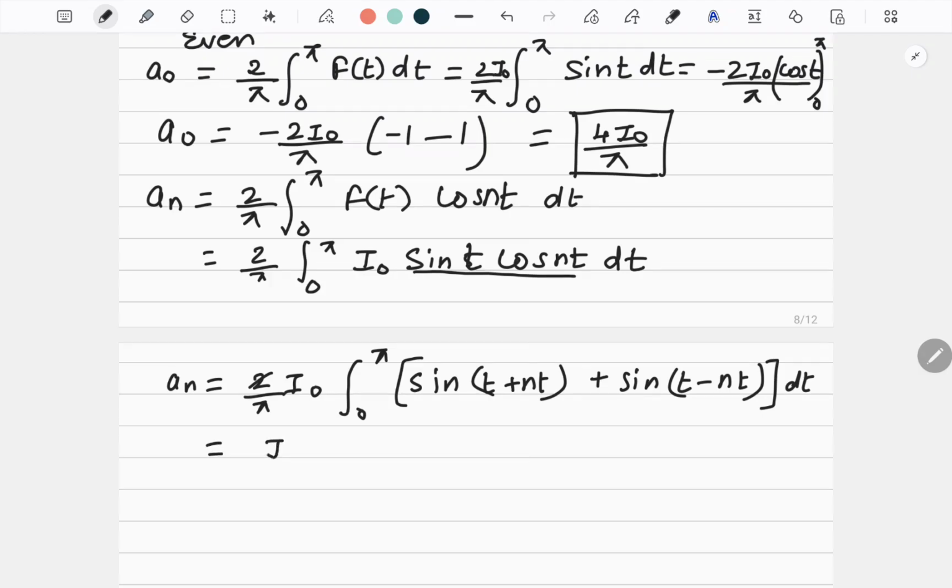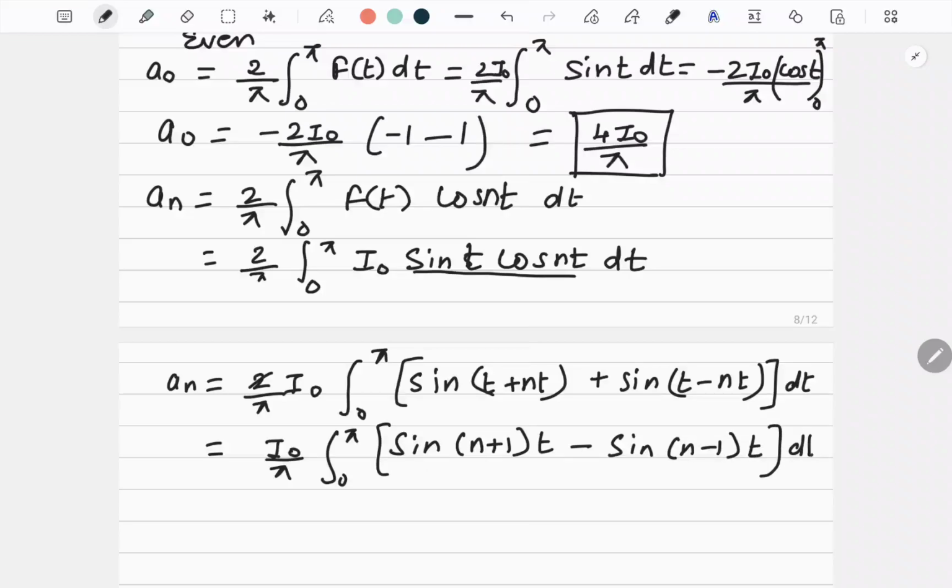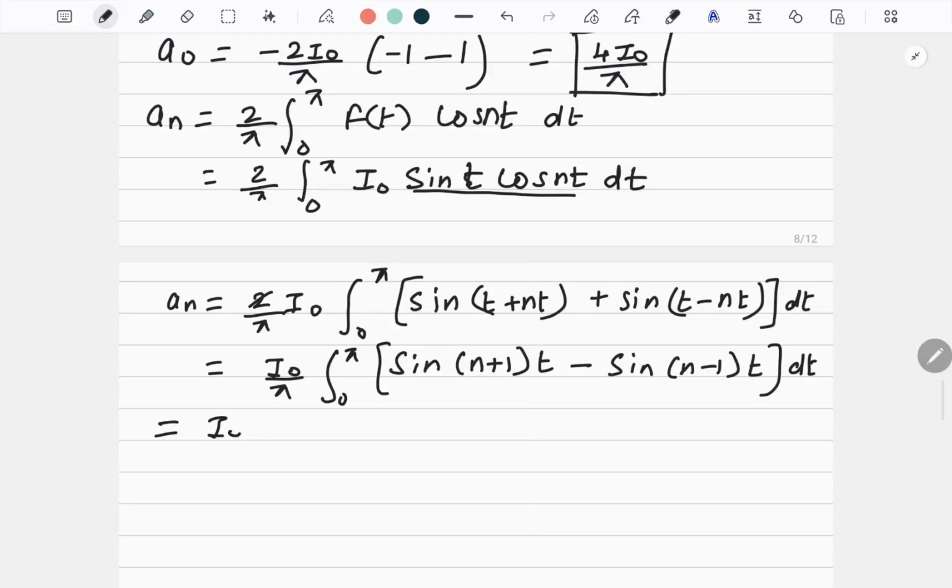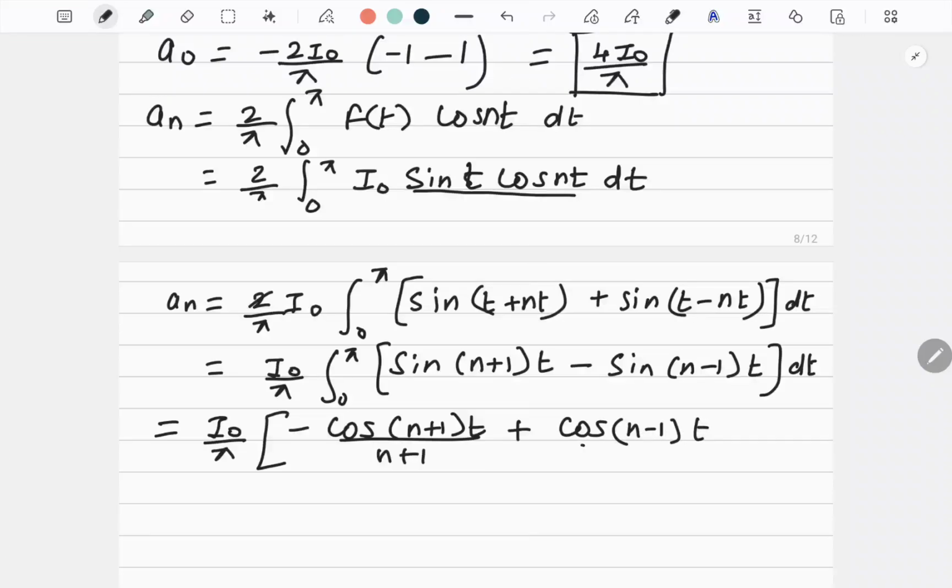So what I'll do, I'll write it as I0 by pi integral 0 to pi sin of n plus 1 t minus, because sin of minus theta is minus sin theta, sin n minus 1 t dt. Now integrate it. So I0 by pi, what is the integration of sine? Minus cos n plus 1 t upon n plus 1, plus cos n minus 1 t upon n minus 1, limit 0 to pi.